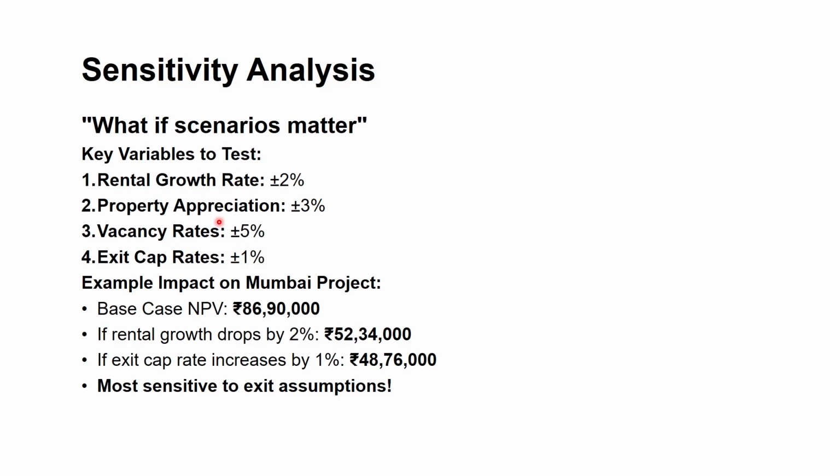Now, using our Mumbai project example, the base case NPV is 87 lakhs, but if the rental growth drops by 2%, NPV falls to 52 lakhs. So, if the exit cap rate increases by 1% point, NPV drops to 49 lakhs, right. So, most sensitive to exit assumption, that we can clearly see. If exit cap rate increases by 1% point, NPV drops to 49 lakhs.